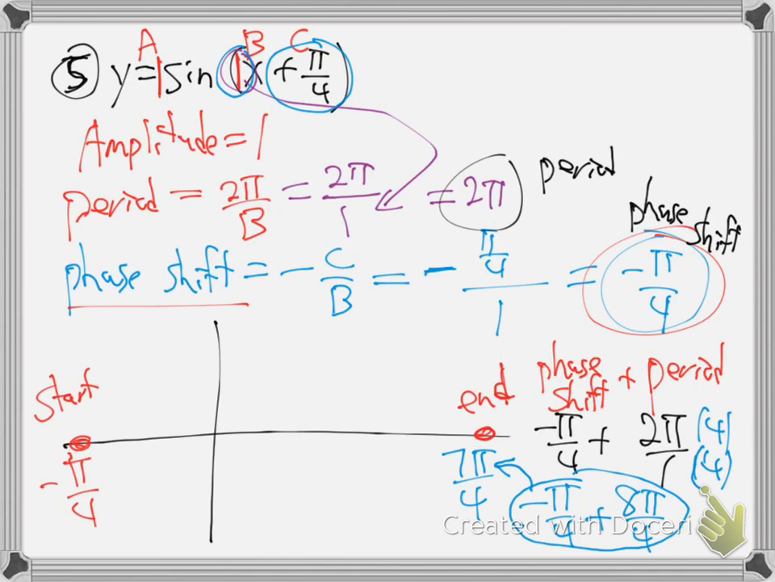So is everybody good? I've got the starting point, negative pi over 4, which is just the phase shift. And then how did I find the end point? I took where it started and I added the width. I added 2 pi, the period. Common denominator, 7 pi over 4. So what's it going to do? It's going to go high and low. I didn't draw that very evenly, but something like that.